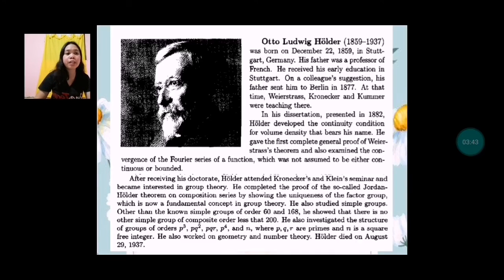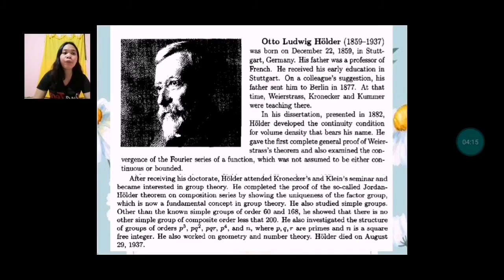In his dissertation, presented in 1882, Hölder developed a continuity condition for volume density that bears his name. He gave the first complete general proof of Weierstrass' theorem and also examined the convergence of the Fourier series of a function, which was not assumed to be either continuous or bounded. After receiving his doctorate, Hölder attended Kronecker's and Klein's seminar and became interested in group theory.